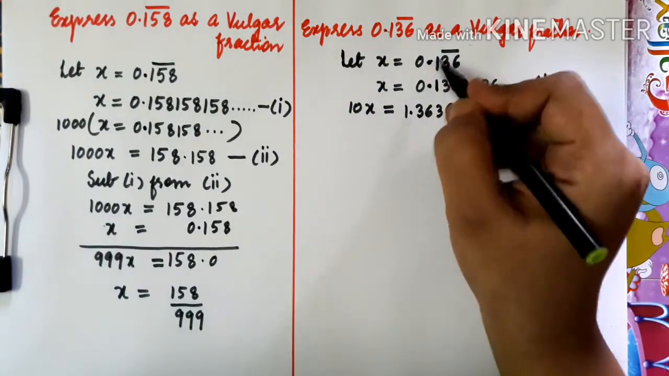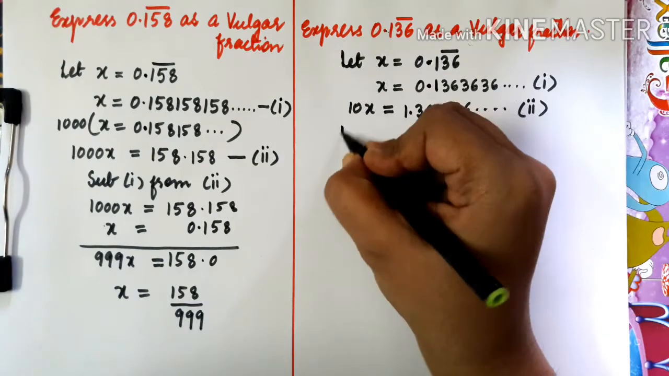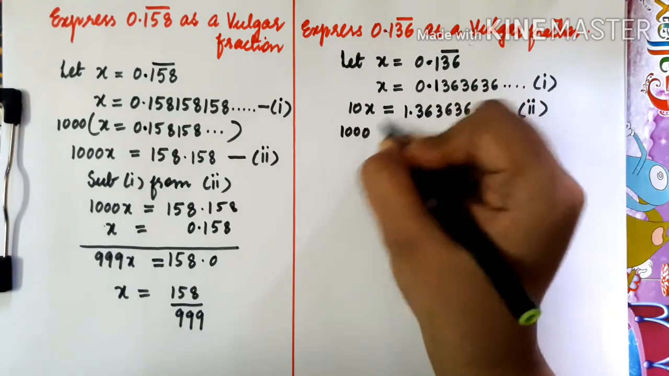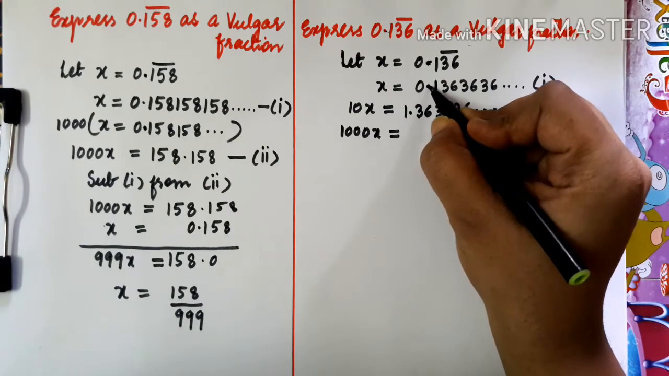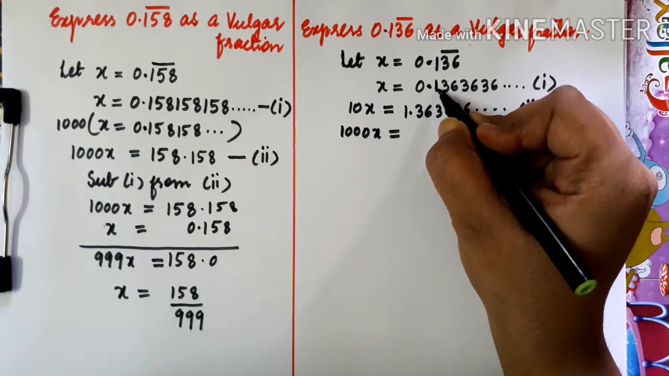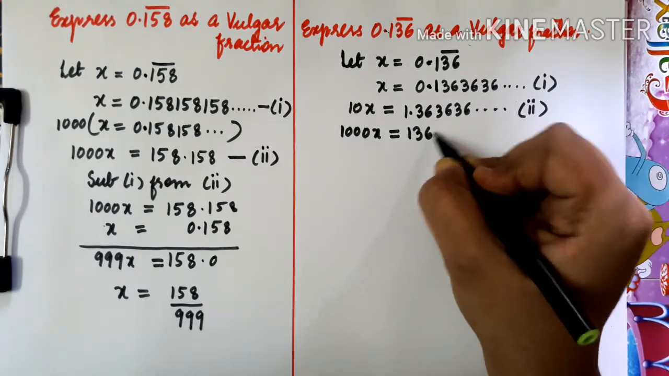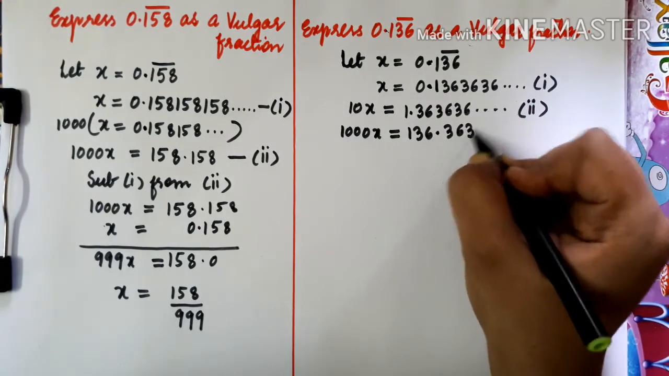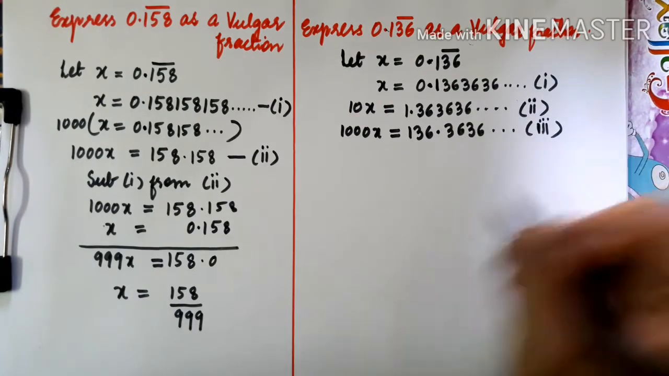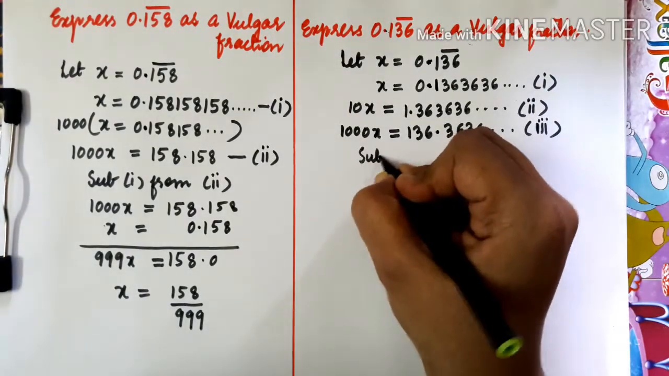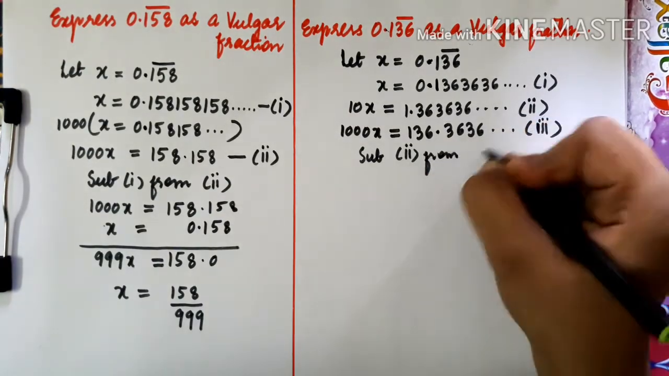First you multiplied with 10, and now you multiply with 1000. When I multiply with 1000, I'll get 1000x equals, now after 3 digits I should write the point, so 136.3636 and it will just go on. This is equation 3. Now you have to subtract the second equation from the third one.